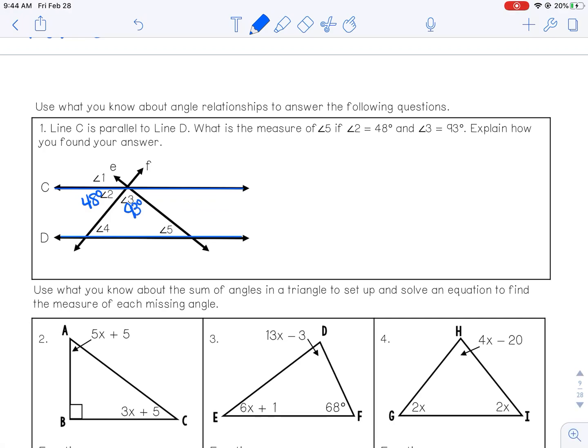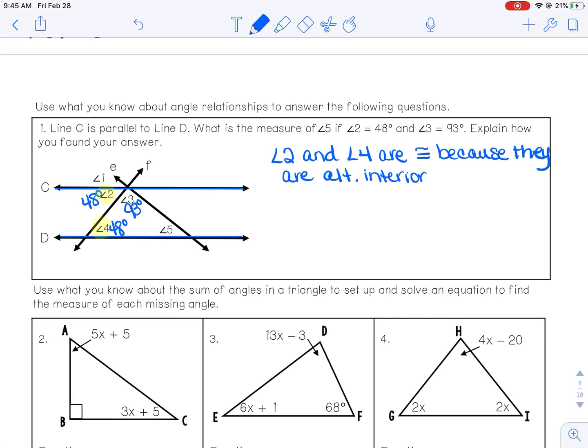Okay, well, we have to go a roundabout way of doing it. One of the ways that I can do it is I know that angle 2 and angle 4 have a relationship. I know that angle 4 is 48 degrees because angle 2 and angle 4 are alternate interior angles. So let me write that down. Angle 2 and angle 4 are congruent, there's that symbol, because they are alternate interior angles. Angles 3, 4, and 5 must add up to 180.